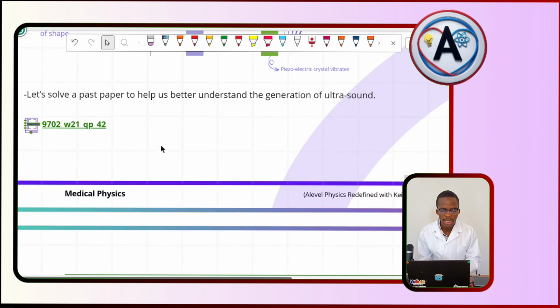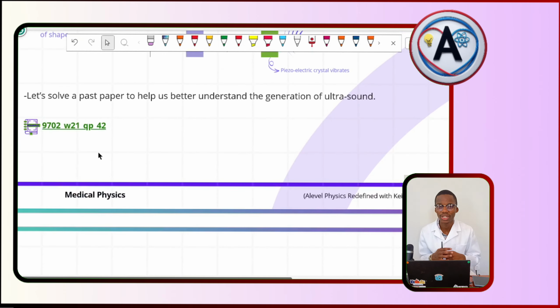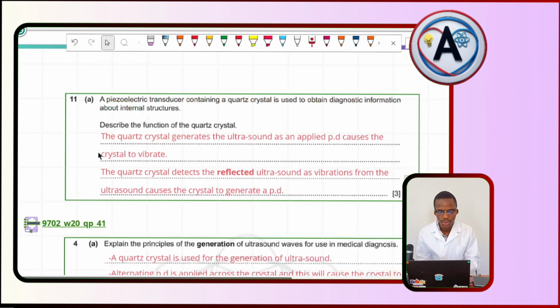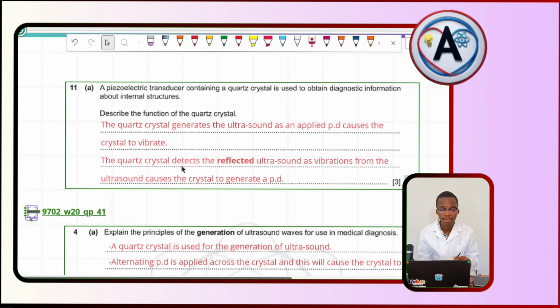So the first example comes from October-November 2021, question paper 4.2. I would highly encourage that you try this paper on your own, guys, before you get help from this. So pause the screen and just attempt the question on your own before looking at the solution that I've paused. Essentially, we're told that a piezoelectric transducer contains a quartz crystal.